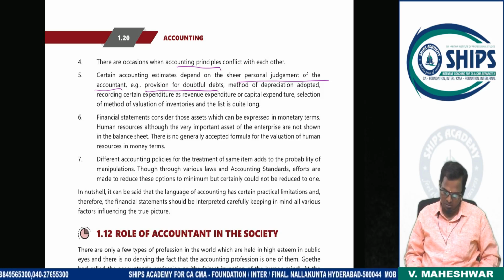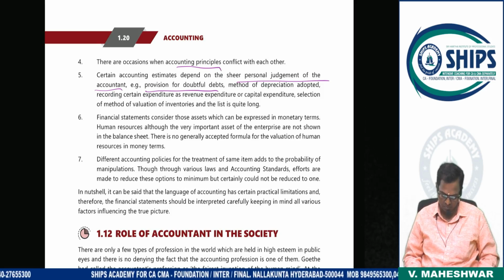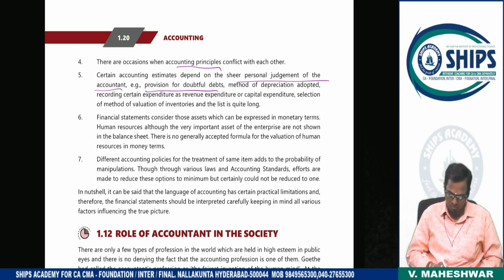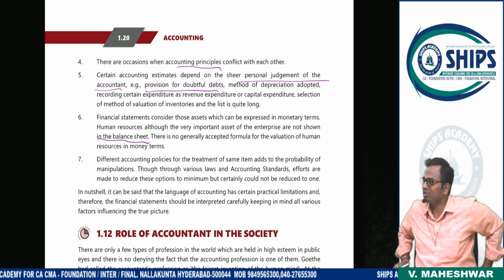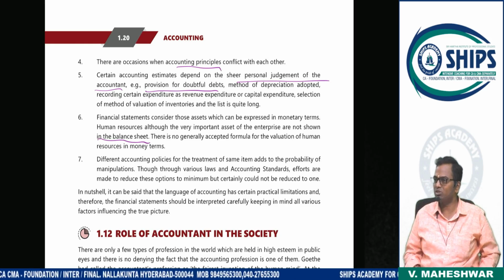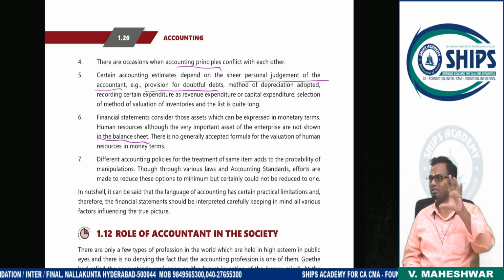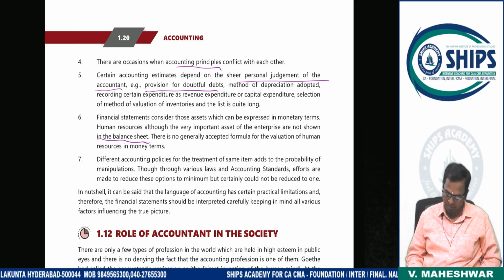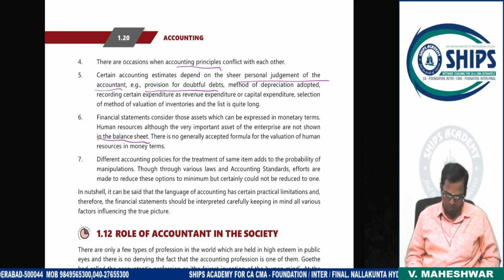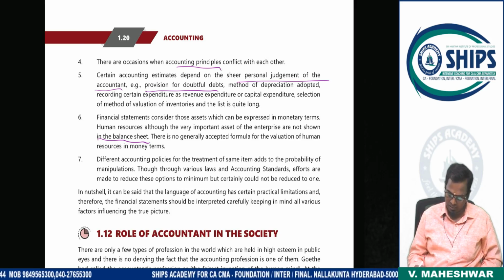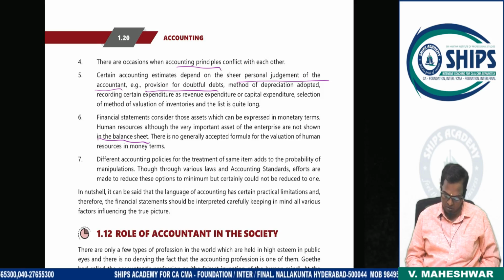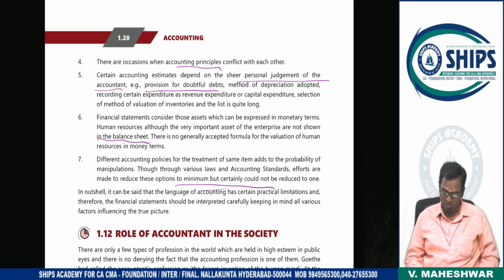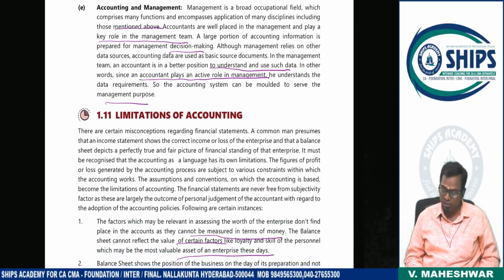The financial statements consider only those assets which can be expressed in monetary terms. Human resources, although they are important assets of the enterprise, are not shown in a balance sheet. We can't show how many employees are there in a company, sir. The balance sheet gives a clear picture of the accounting policies and the assets and liabilities of the company. Different accounting policies for the treatment of the same item add to the probability of manipulation. Through various laws and accounting standards, efforts are made to reduce these options, but they could not be reduced to one, sir. These are some of the limitations of accounting.